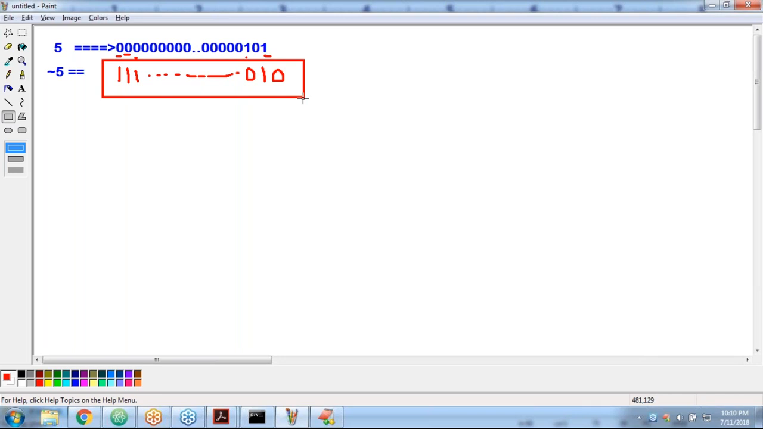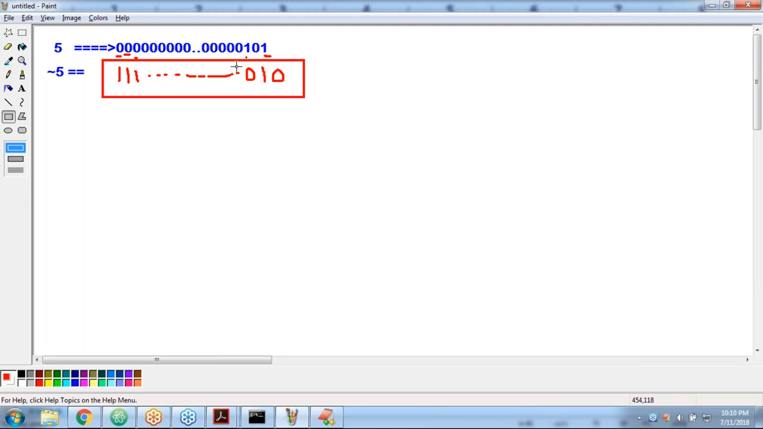Yes, ma'am. What I did: negation of 5 means interchange zeros and ones. I didn't do anything else because you are asking for the complement operation. Can you please perform bitwise complement? Bitwise complement means 0 will be replaced with 1, and 1 will be replaced with 0. That's all. Itself is nothing but bitwise complement. Any doubt?